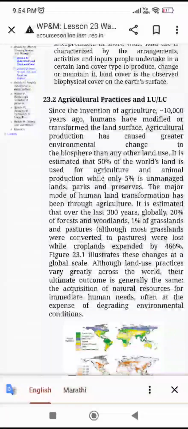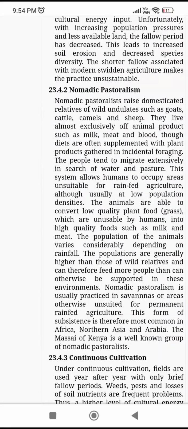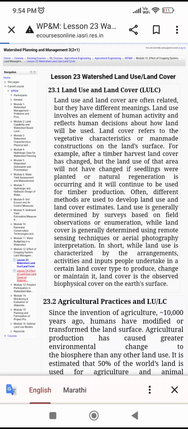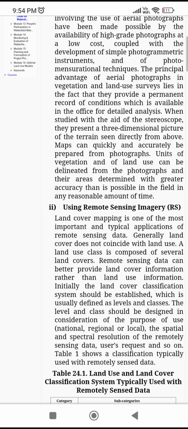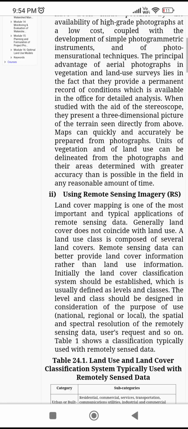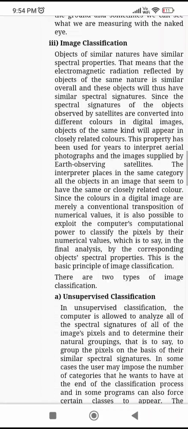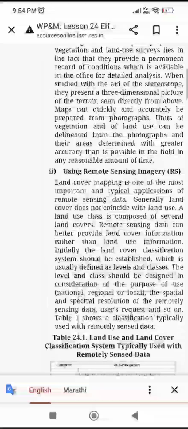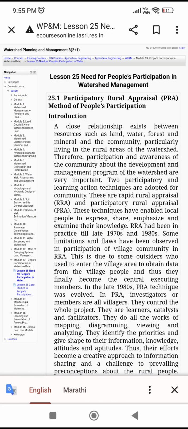Now agriculture practice, land use, land cover image. This is part of remote sensing and GIS. So method of how we can estimate land use and land classification: aerial photographs, remote sensing imagery. Then how to process. This is a practical example of how to use remote sensing and GIS for land use, land classification, land cover, land classification.